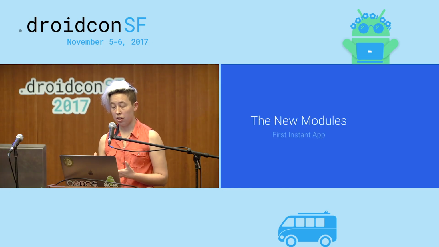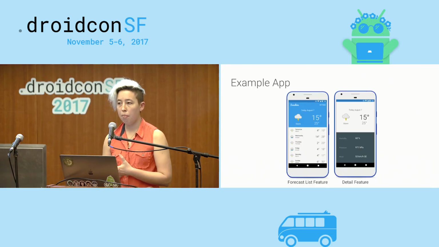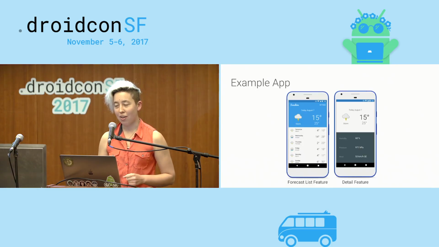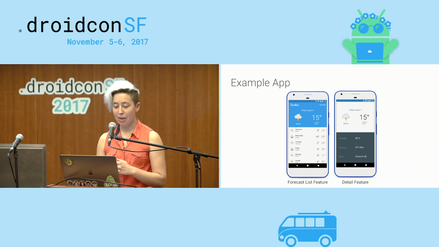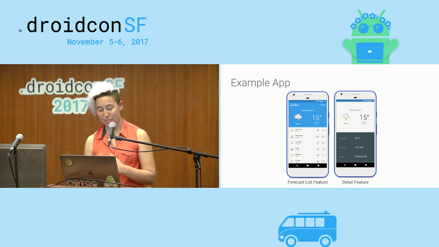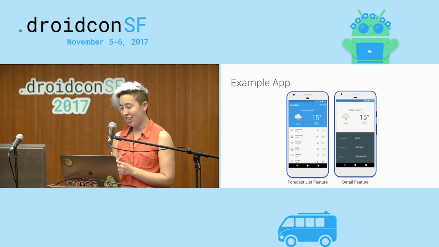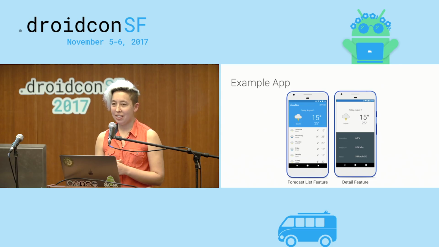Okay, so let's see what this actually looks like in code. I am from a Udacity background, which is an educational website, and so my app of choice when I'm trying out new things is the Sunshine app, which some of you in this room might be familiar with. The Sunshine app is a weather app, and it's pretty simple because it only has two screens in it.